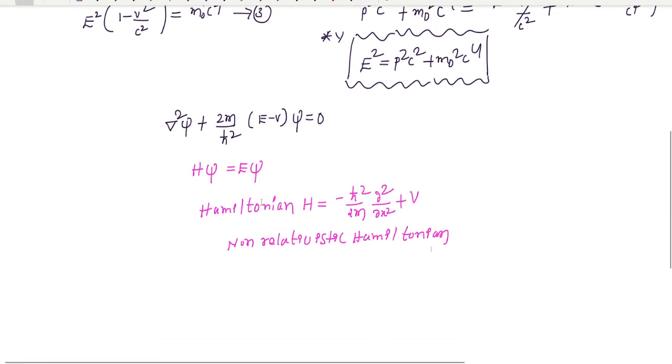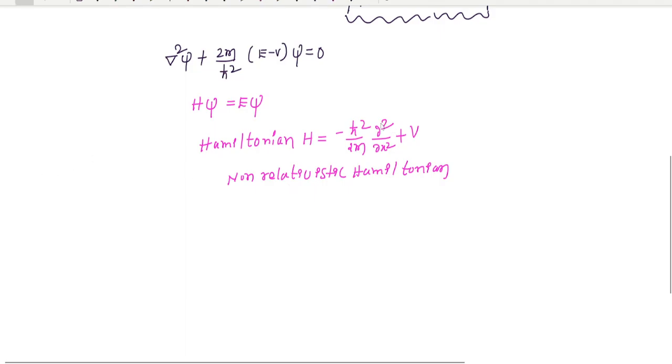One of the important points is that quantum mechanics developed so far does not satisfy the requirement of the special theory of relativity, because it is based on the non-relativistic Hamiltonian. By using this wave equation, we discuss physical problems which are first order in time and second order in space coordinate.